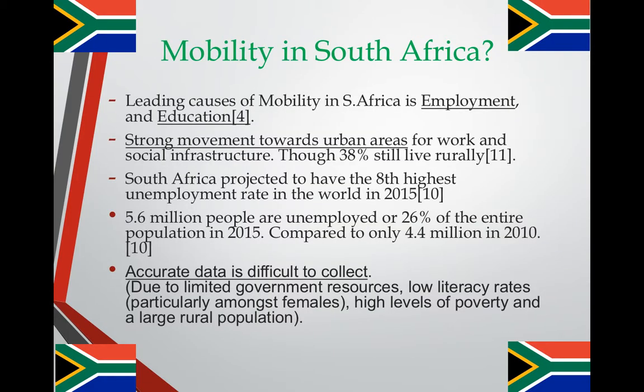Within South Africa itself, there's been a strong movement of people internally towards urban settings in the last decade, though 37% of the country still lives rurally. Those who do move are mostly young males between the ages of 24 and 34. The main reasons are employment, education, and seeking social services such as healthcare.